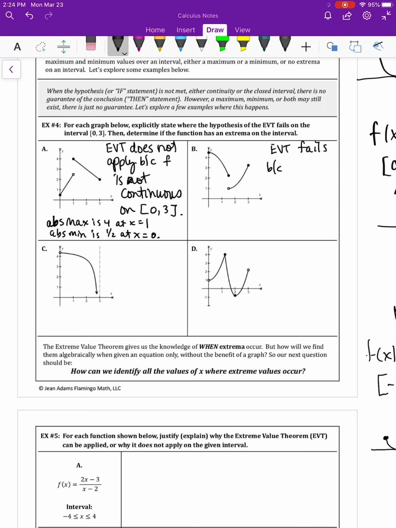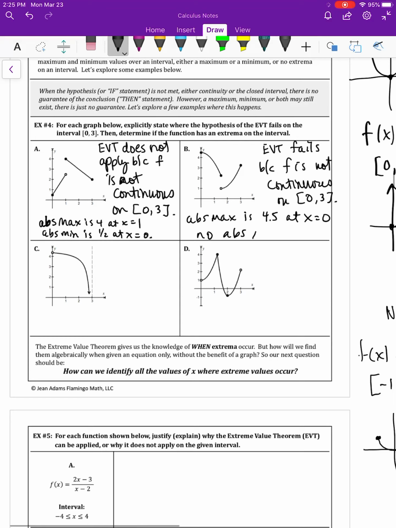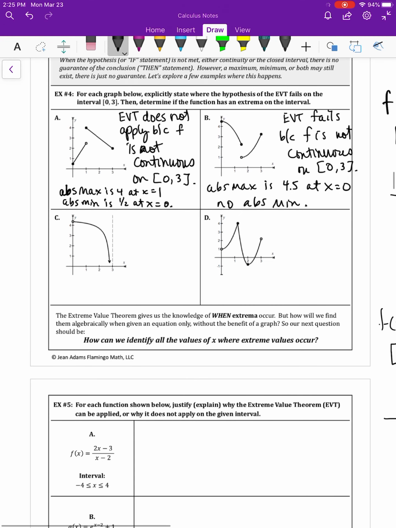Okay, the extreme value theorem fails because f is not continuous on [0, 3]. The absolute max is about 4.5 at x equals 0, and there is no absolute min because there's an open circle there. That means that there is not an absolute min. It'll be approaching 1, but it never actually equals 1.